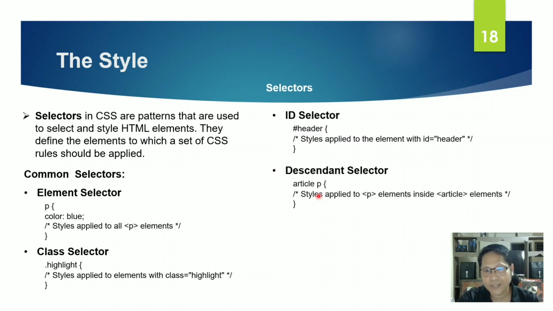Next we have the descendant selector: article P. Styles are applied to P elements inside the article elements. This is a combination of two elements, the article elements and the paragraph elements. Meaning the styles are applied to paragraph elements inside of the article elements, so the paragraph here is a descendant of the article elements. See? Next.